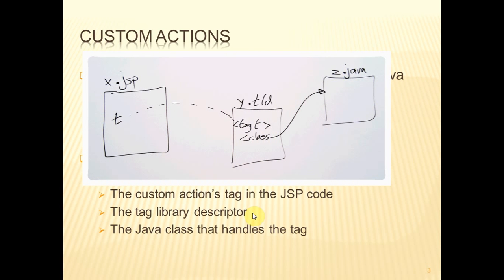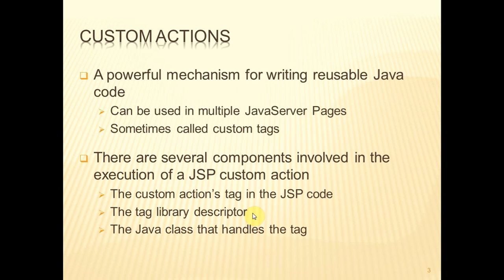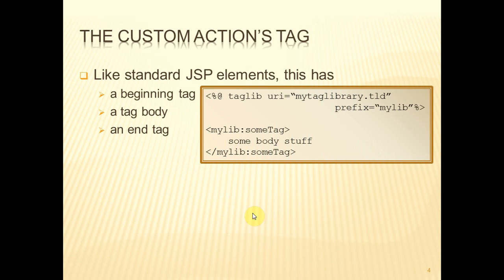The JSP file, the tag library descriptor file, which is an XML file, and the Java file that implements that tag. And let's take a look then at the relationship between them as far as we can.